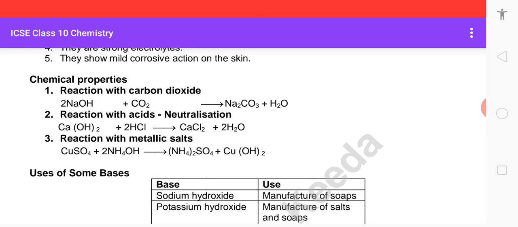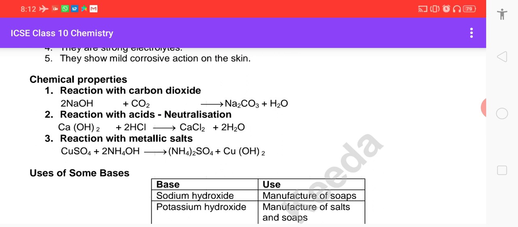Then their chemical properties, children: reaction with carbon dioxide. Alkali reacts with carbon dioxide to give sodium carbonate and water. Reaction with acids gives a neutralization reaction: a base reacts with an acid to give salt and water. Then reaction with metallic salts, like copper sulfate, when they react with ammonium hydroxide or sodium hydroxide, they give insoluble precipitates. For example, copper sulfate reacts with ammonium hydroxide to give ammonium sulfate and a precipitate.